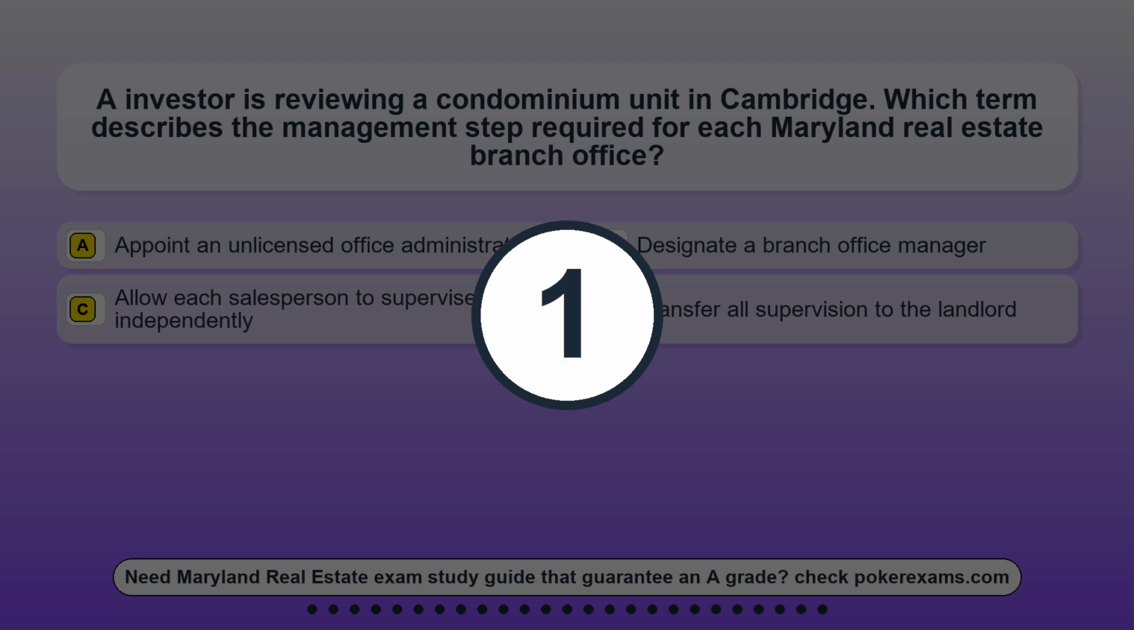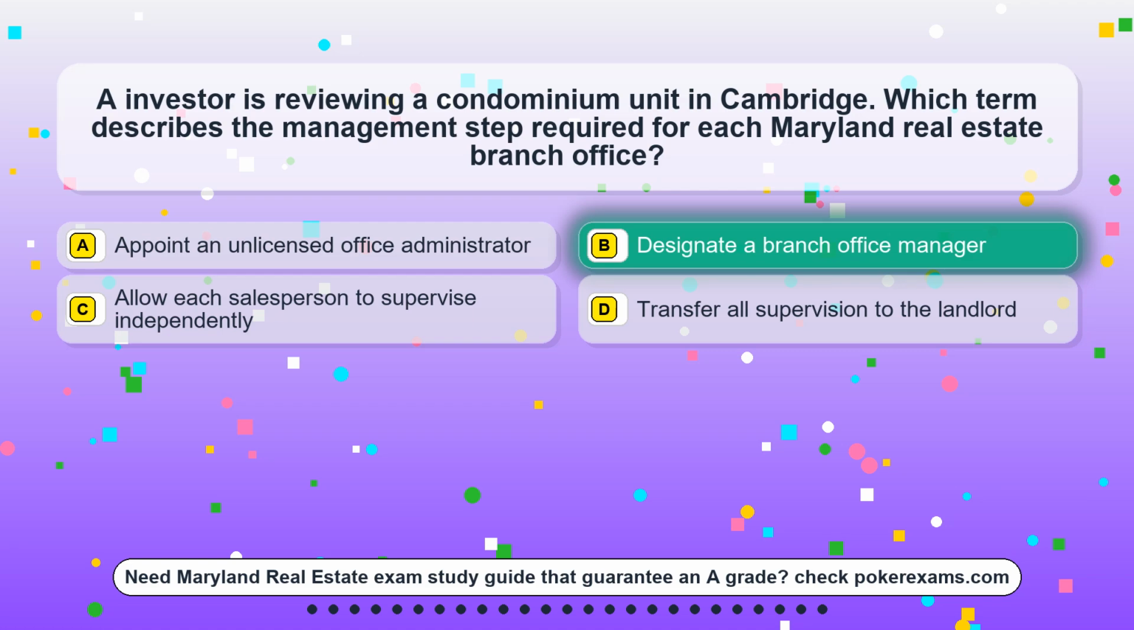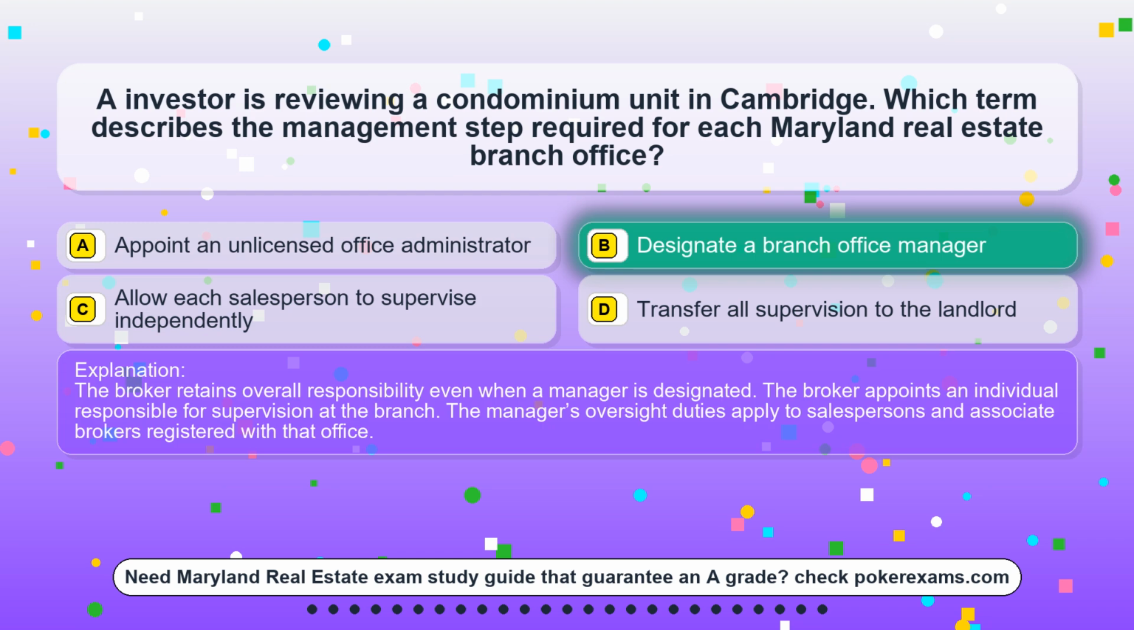The correct answer is option B, designate a branch office manager. The broker retains overall responsibility even when a manager is designated. The broker appoints an individual responsible for supervision at the branch. The manager's oversight duties apply to salespersons and associate brokers registered with that office.